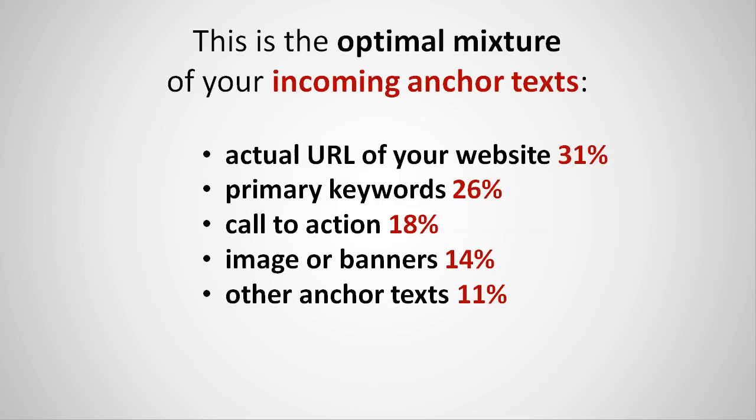31% of your links should include the actual URL of your website, so the HTTP something something thingy. Then 26% of your links should use the most important keywords to link to your website, in this case, affordable guitars. Another 18% of your links should be the so-called call to action links, which basically say generic things such as click here and stuff like that. Finally, roughly 14% of your links should come from images or banners or clickable buttons or anything else, which leaves us with 11% of your incoming links for other types of anchor texts.